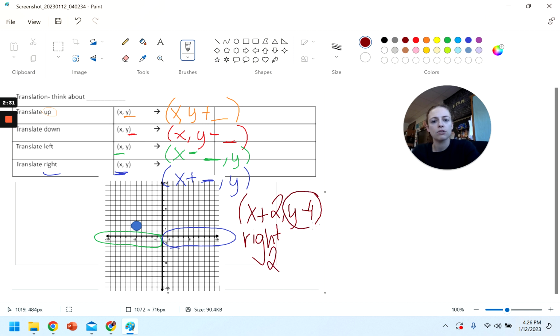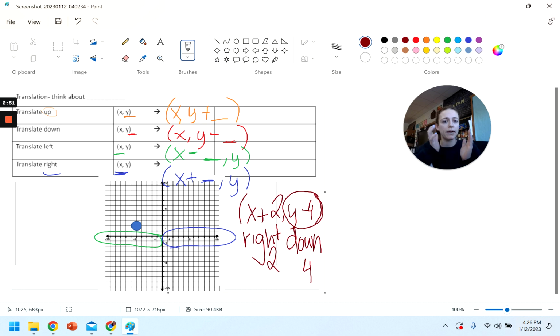This second section, the y-axis is changing, so this tells me that I'm moving up or down. Since it is saying minus, I'm thinking about where are those negative numbers, and that would be under or down of the origin. So therefore, I'm going down 4.